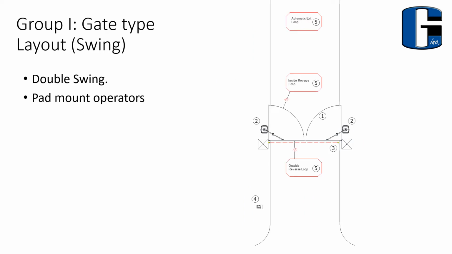Here we have an illustration of a double swing gate with pad mount operators, and we have columns, and you'll notice that the columns have the hinging in the corner and not in the center, like we talked about before.